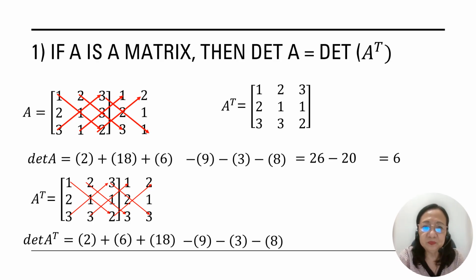So we subtract them. Now, simplifying the result, we have 2 plus 6 is 8. 8 plus 18 is now 26. Similarly, the sum is negative 9 minus 3, that is negative 12. Negative 12 minus 8, that is negative 20. So 26 minus 20 is similar to the first one, which is 6. So we have proven that the determinant of A is equal to the determinant of its transpose.